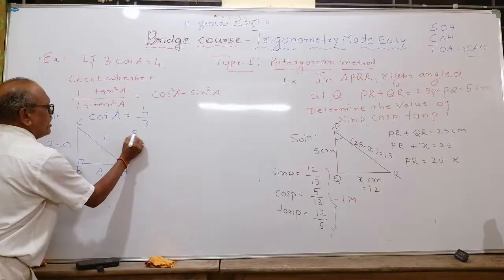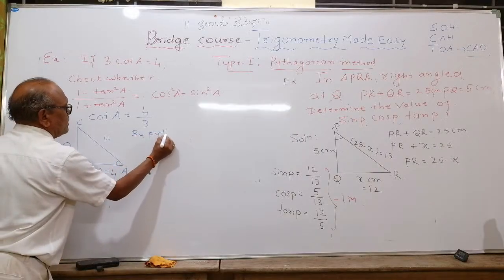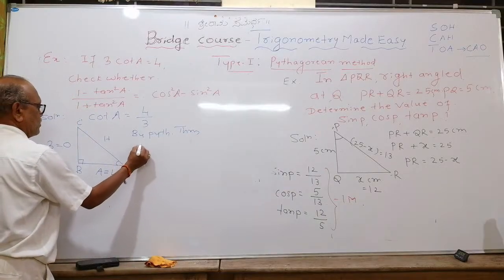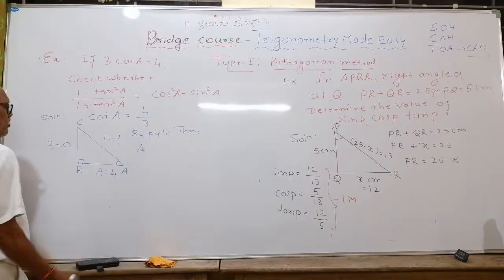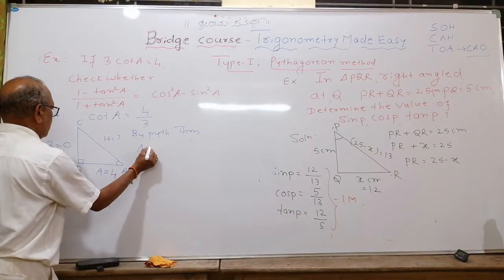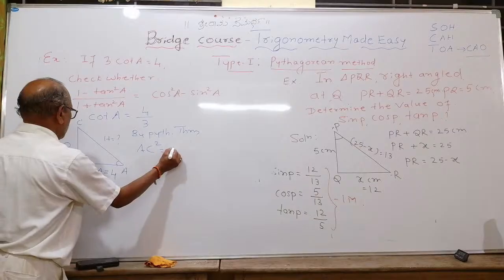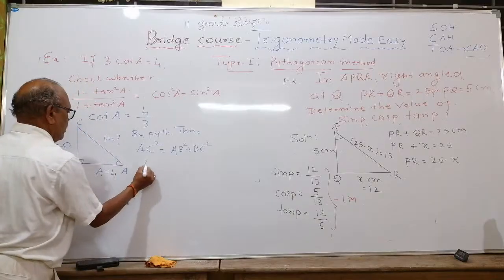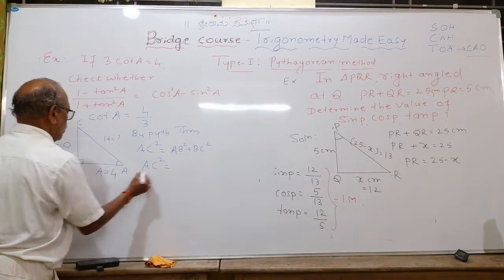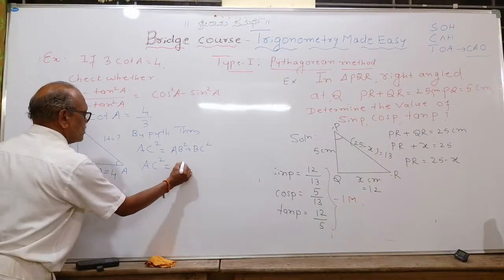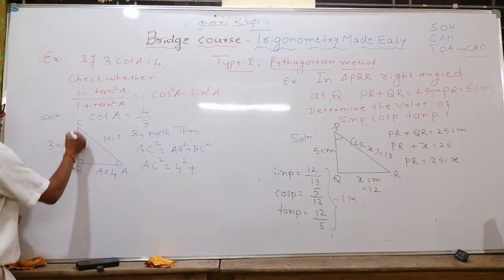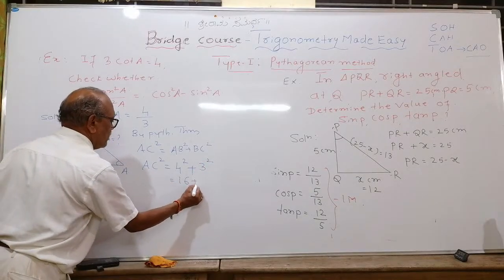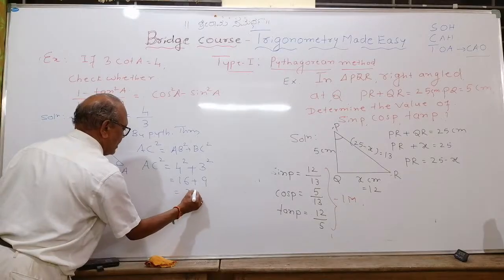Therefore, by Pythagoras theorem, in the written test you write like this. You can get AC square, because one unknown side is here, you have to find the hypotenuse. AC square is equal to AB square plus BC square. AB square is 4 square plus BC square is 3 square. 4 square is 16 plus 3 square is 9. 16 plus 9 is 25.